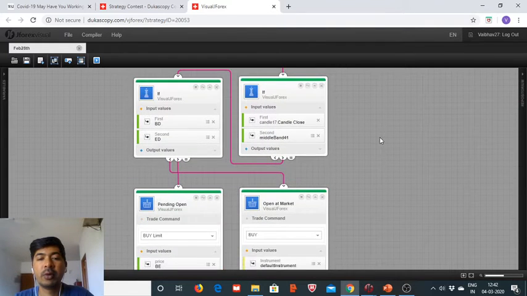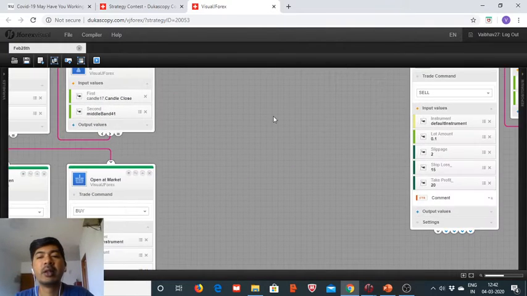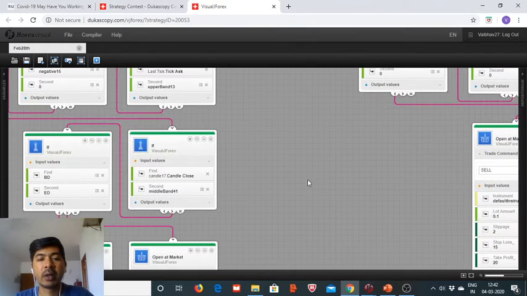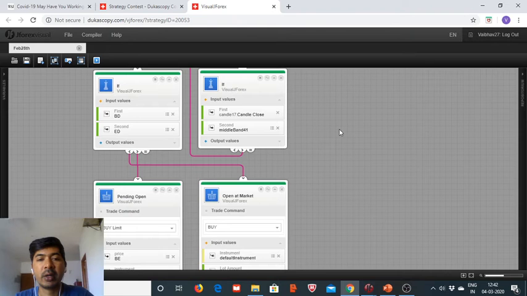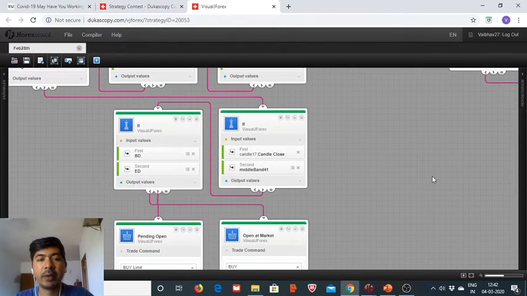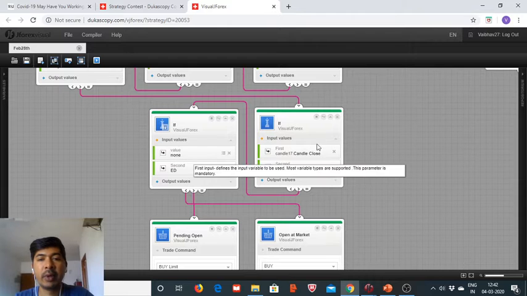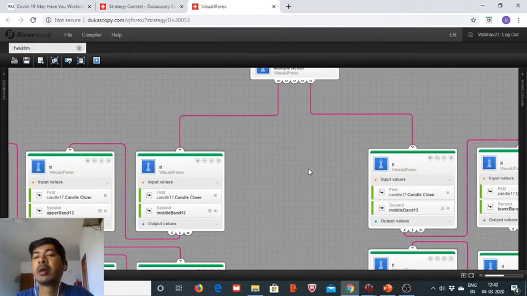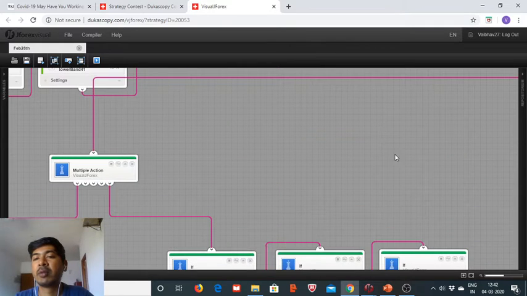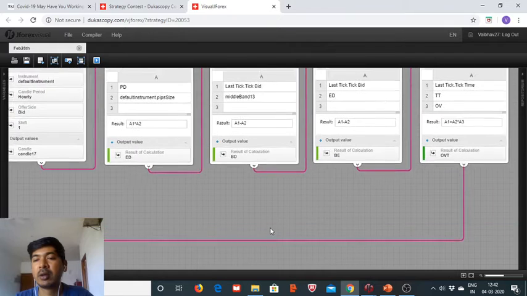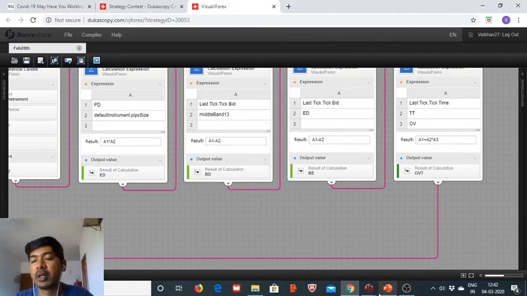So far so good. Now we will add one more condition and our sell side will be complete. I think we will need to do calculation for the difference between the middle band and the last tick if the tick is lower than the middle band.